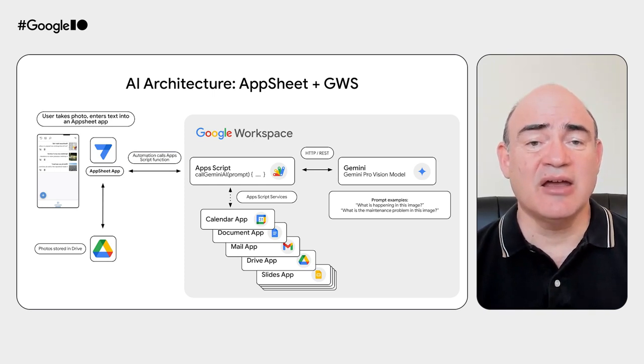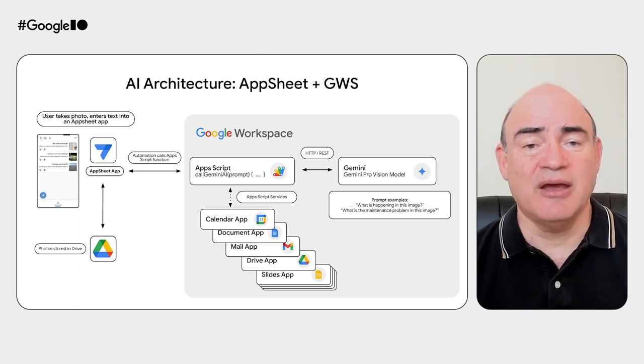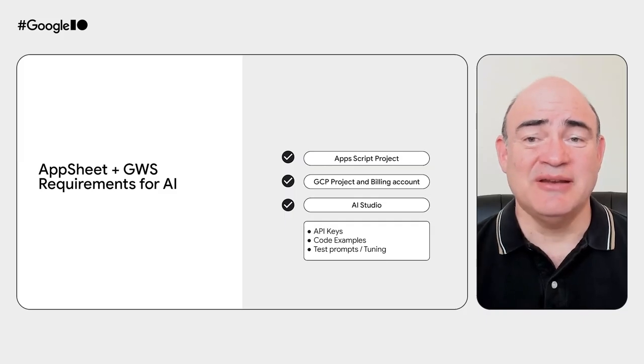As you can see in this diagram, AppSheet can be interfaced with Workspace's low-code AppScript technology, which can then serve as a connector to Google Cloud's Gemini API. Overall, the AppScript platform provides API access to more than 30 Workspace products, such as Docs, Gmail, Sheets, Slides, Drive, and so on. AppScript can also interface directly with Gemini, thus enabling rich AI-enhanced solutions, all with only a little bit of code. To use AppSheet and AppScript with AI, the following are required.